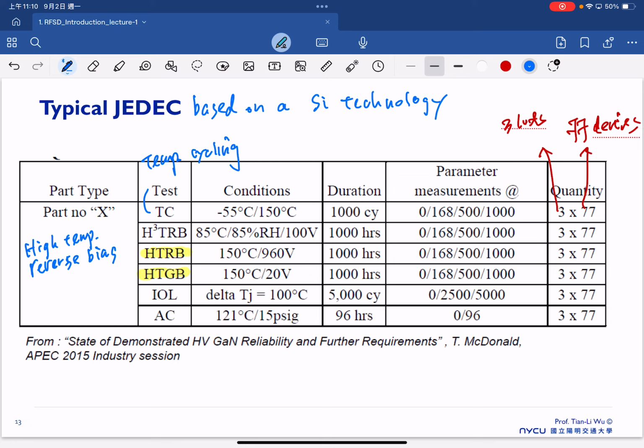In this case, we will stress our device at a very high drain bias. So this is one example. You will stress the device at a high temperature, 150 Celsius degrees, but also at a very high drain bias, this is VD. Another one very often used is HTGB, and here we will stress the device at a very high gate bias. So these are the 2 most often used JEDEC tests.